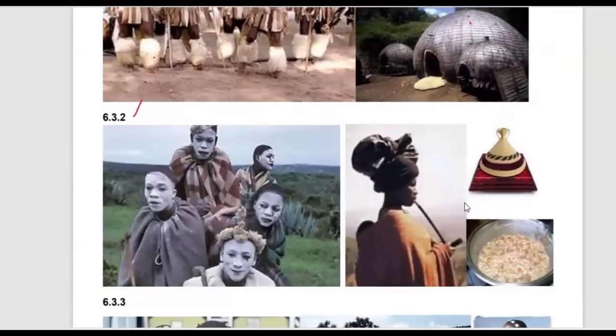Then the next one is prevalent in the Eastern Cape. So mainly, this is the Xhosa cultural group. We can tell by the boys who are attending initiation school. So they are represented by that. Then the next one.